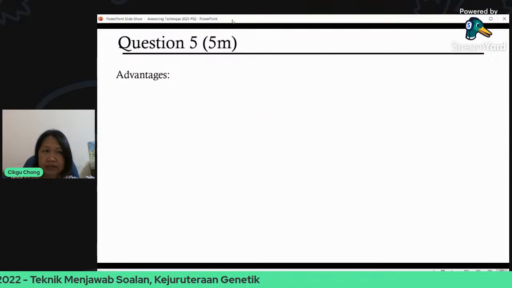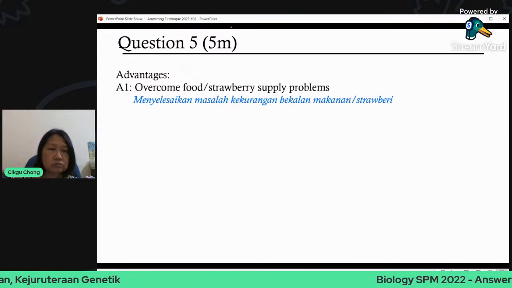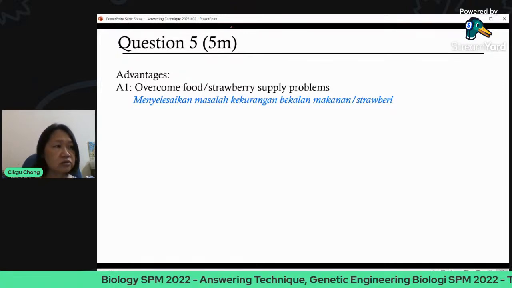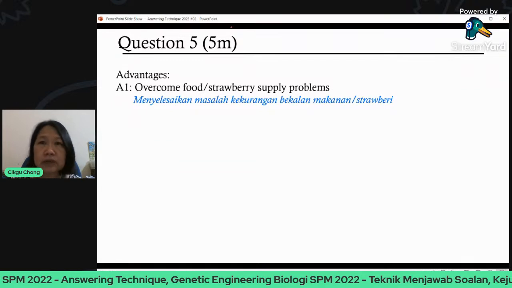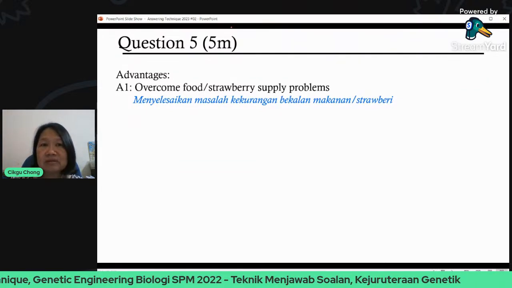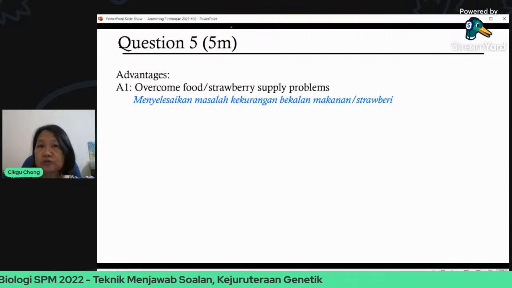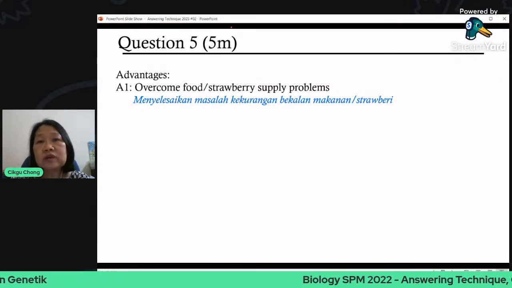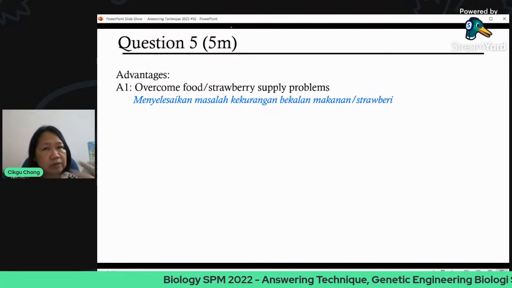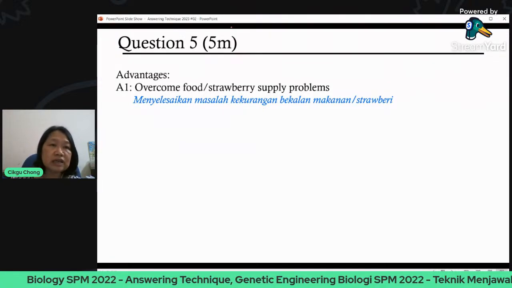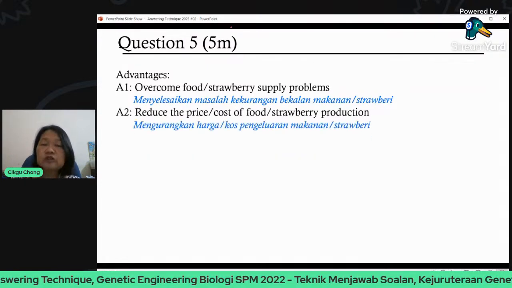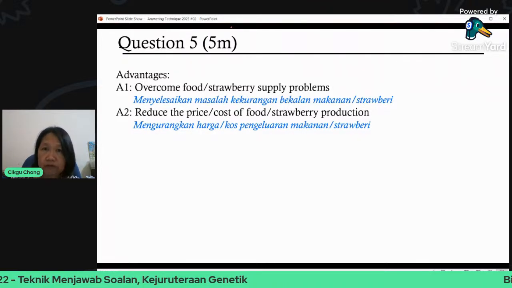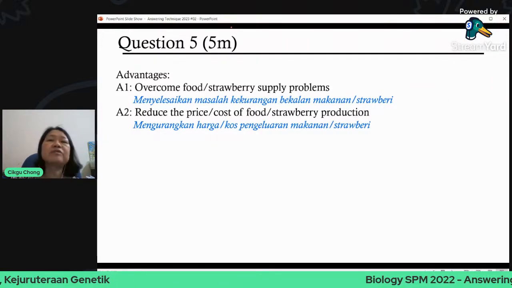Point one, advantages: overcome strawberry supply problems. I put strawberry because we are heading towards answering that question. If the question says tomato, say tomato. If the picture gives you apple, then you must say apple. So try not to be so general, try to be specific for the question. Overcoming strawberry supply problems means not enough strawberry all over the world. Because GMO or GMF have the ability to grow faster and become bigger, they overcome the food supply shortage. Reduce the price, it'll be cheaper. If you can produce genetically modified food, even though in the beginning it'll be difficult because you have to go through so much research.